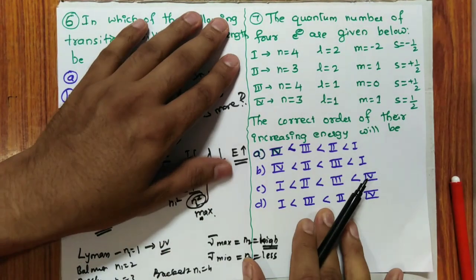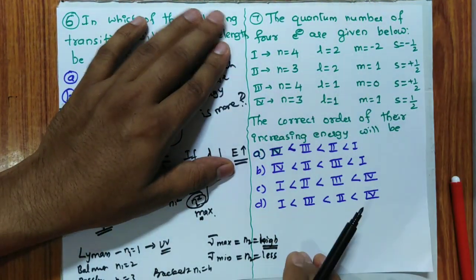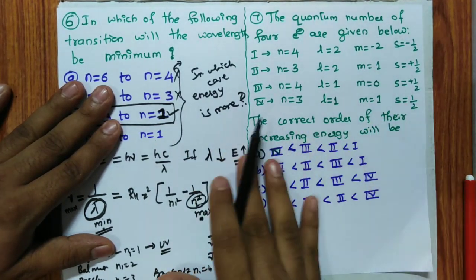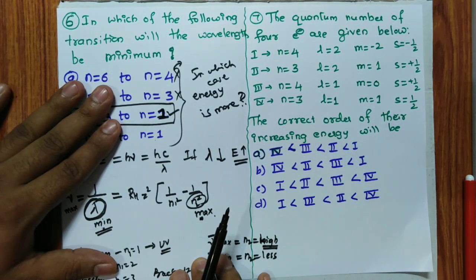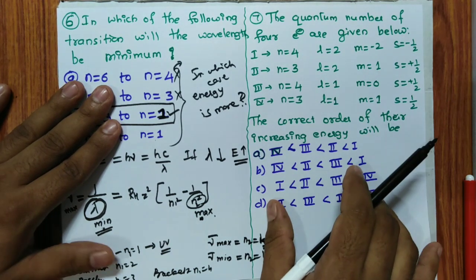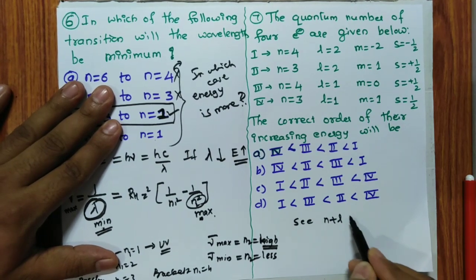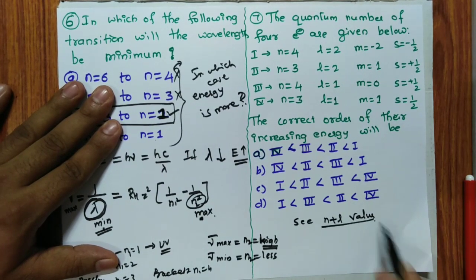7th question. The quantum numbers of 4 electrons are given. The correct order of their increasing energy will be. So to order this, remember, we need the N plus L value. If the orbital has a larger N plus L value, then it will have more energy.